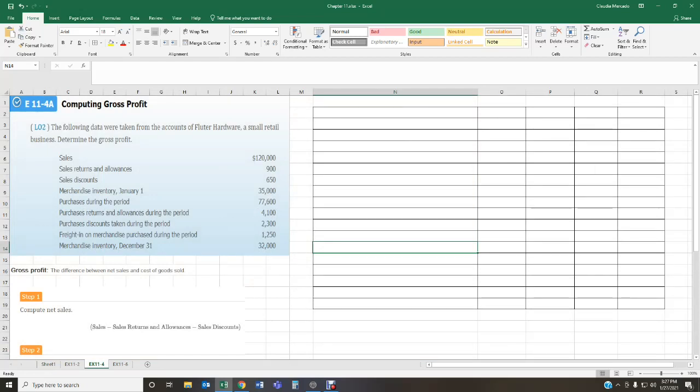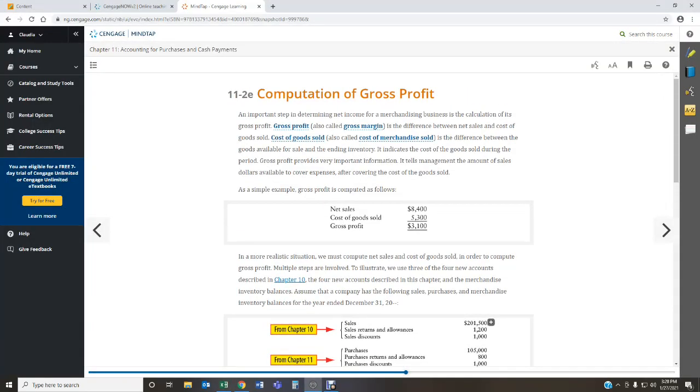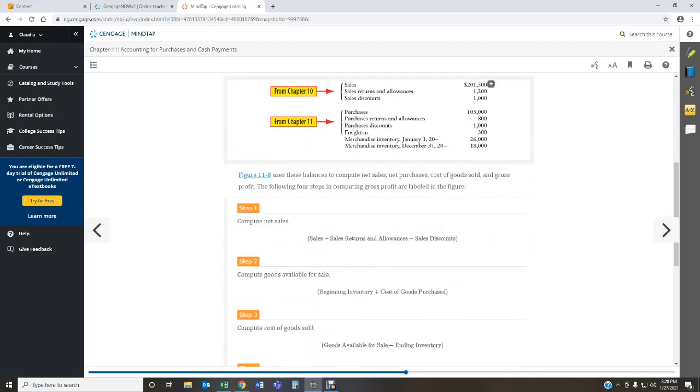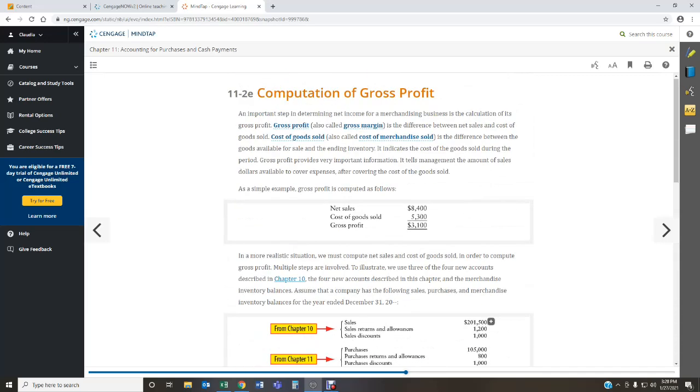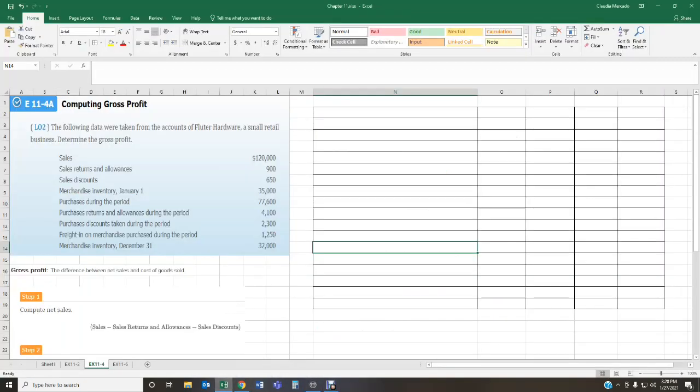Exercise 11-4 deals with computing gross profit. There is a section on your ebook that covers, let me see, it's section 11-2E. It covers the computation of gross profit. All of the information is included there, and that way you can follow along. We have some examples there, so make sure that you do go back and review that particular section of your electronic book so you can become familiar with it. Okay, now going back to the problem.